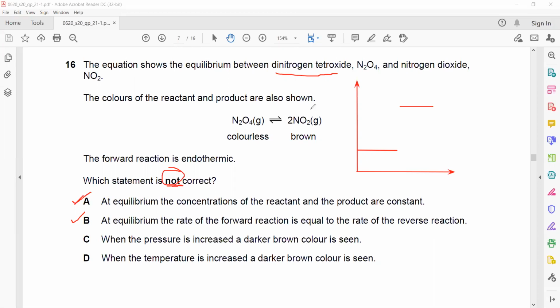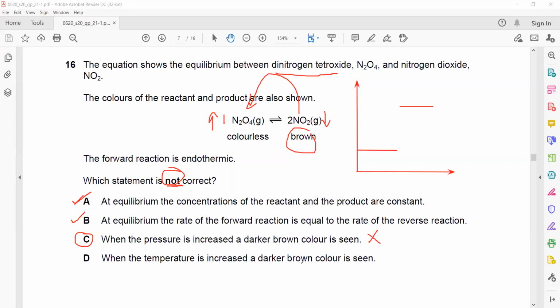Increase in pressure shifts the equilibrium towards the side where the number of moles is less. So if I increase the pressure, the equilibrium will shift towards the left hand side. So it will get paler, lighter. It will not turn dark brown, because the amount of NO2 will decrease and the amount of N2O4 will increase. Since the reactant is colorless and the product is brown, it will become more colorless, lighter, paler. So when the pressure increases, the darker brown color is seen. That's wrong. So C is the right answer, because we want to find which is not correct.